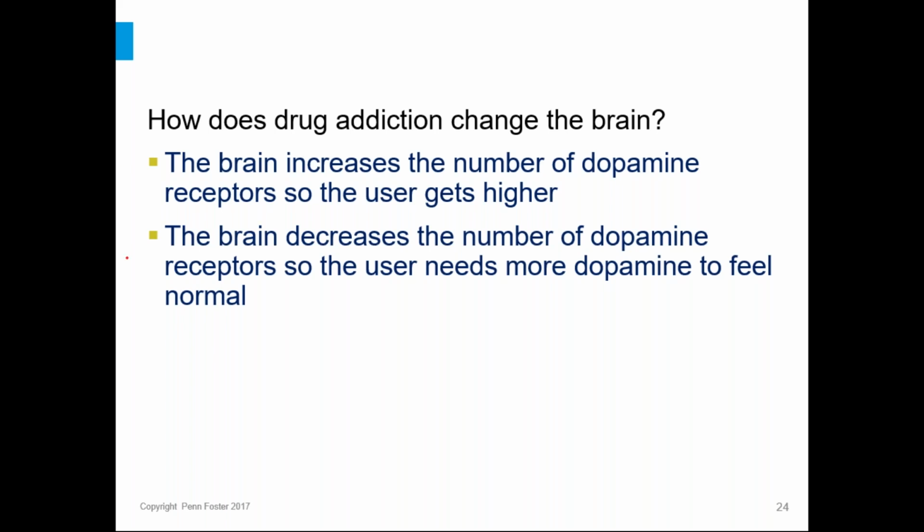Does the brain increase the number of dopamine receptors so the user gets higher every time? Or does the brain decrease the number of dopamine receptors so the user needs more dopamine to feel normal? So I'll give you a few seconds to think about it, and then we'll go over the answer.